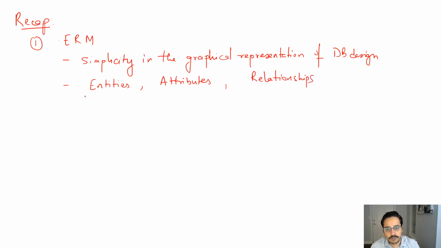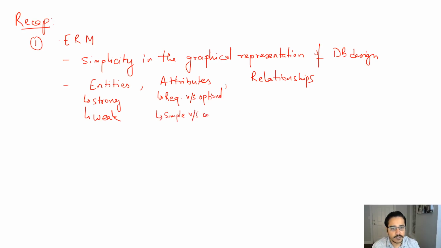Okay, we talked about the different types of entities where you can have strong or weak entities that are developed based on the concept of existence dependence. Okay, we talked about several different types of attributes. We talked about required versus optional. Okay, we discussed simple versus composite attribute, and this was one of the more important evaluations that you have to make with respect to your attributes.